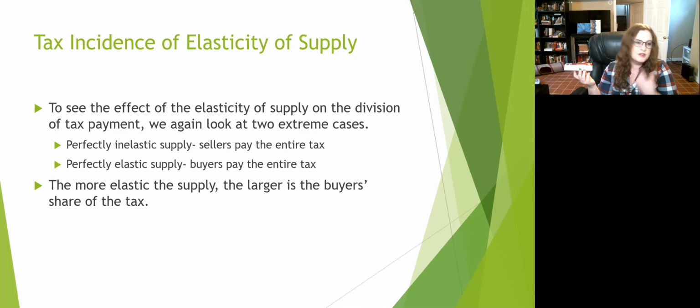let's say it's perfectly elastic supply. So I'm like, okay, I can produce these for like $1. But if it costs me $1.01 to produce them, I'm stopping because I'm done. That's a perfectly elastic supply. I need a certain price for this.